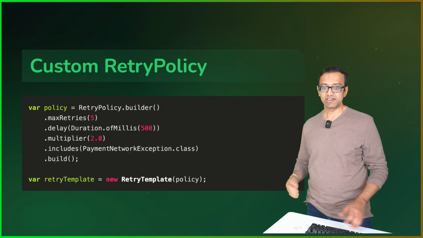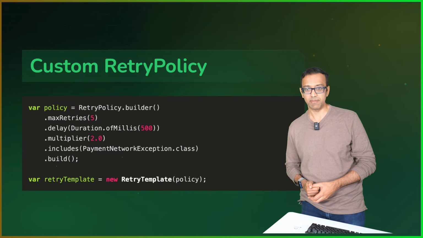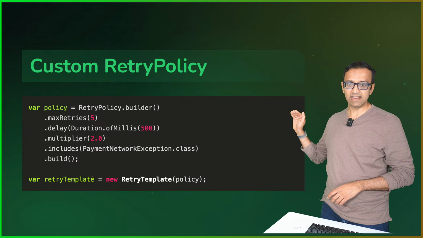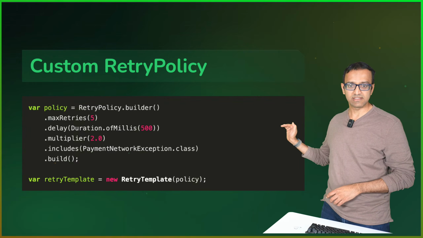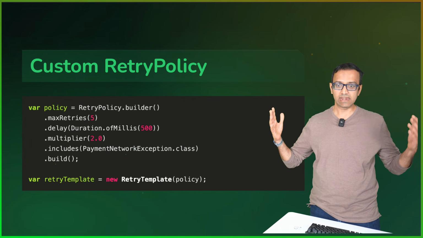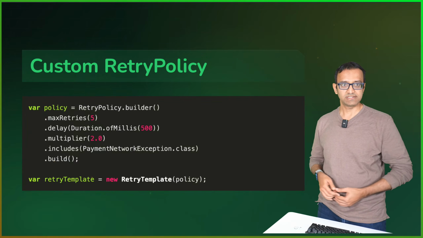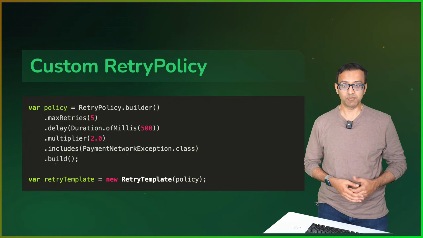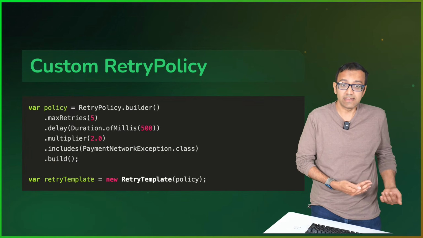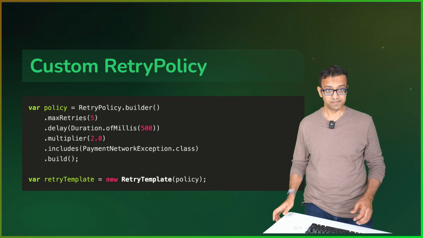So here's a custom retry policy. You have a RetryPolicy builder using the builder pattern. You can say I want max retries of 5, this is the delay, this is the multiplier, and then call build, and you get a new RetryPolicy, and then you can create a RetryTemplate with that policy. And guess what? You can dependency inject this policy as well, configure it in one place, and use it wherever you need a certain type of retry. You can just use that and invoke it that way.